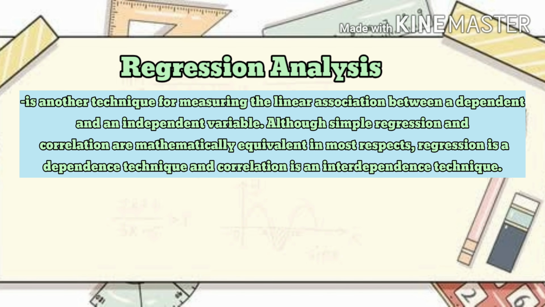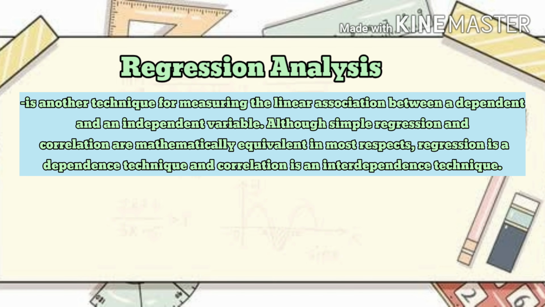Regression analysis is another technique for measuring the linear association between a dependent and an independent variable. Although simple regression and correlation are mathematically equivalent in most respects, regression is a dependence technique whereas correlation is an independence technique. A dependence technique makes a distinction between dependent and independent variables. An interdependence technique does not make this distinction and is simply concerned with how variables relate to one another.